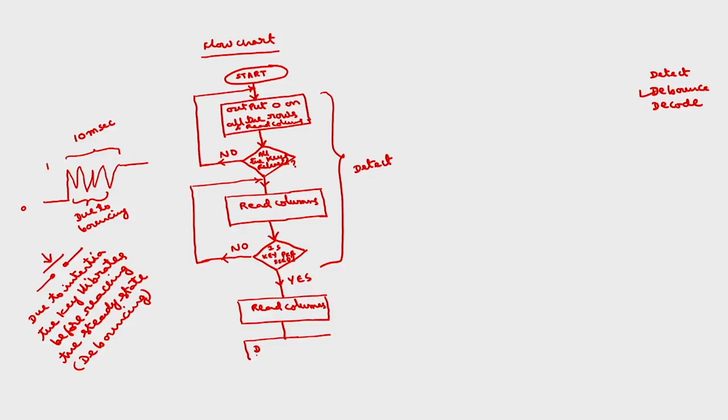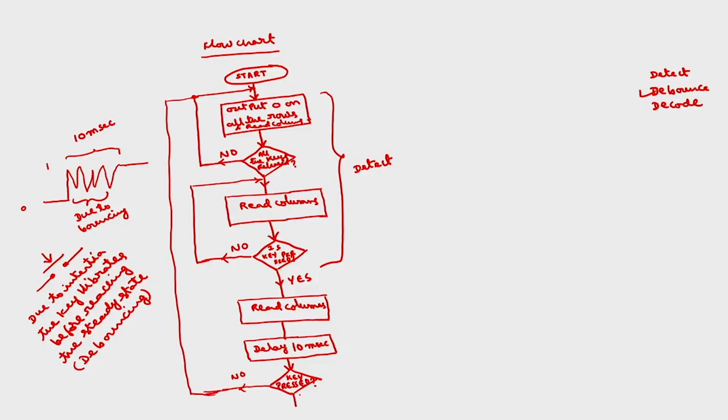You obtain a delay, set a delay of 10 milliseconds. Then you have to check whether the key is still pressed. If no, this will be due to noise. If the key is still pressed, this is the original key. If no, because of the noise, you have to go to this. If yes, then you have to go for decoding.